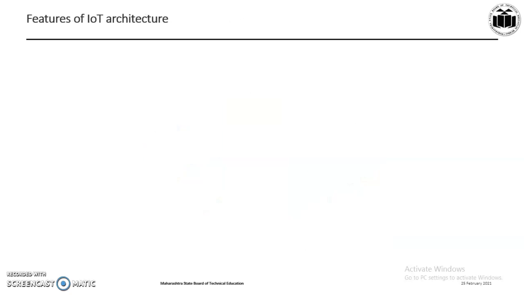Now let us go across the features of IoT architecture. For a sustainable IoT architecture, the features required are: first is functionality. What is functionality? The features are the tools used within a system to complete a task or actions. Functionality is how these features actually work to provide the desired outcome.